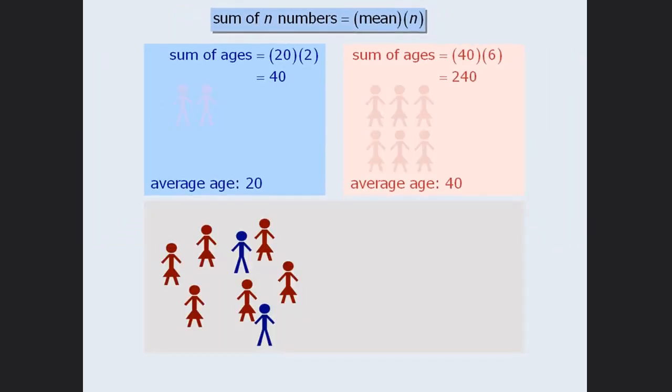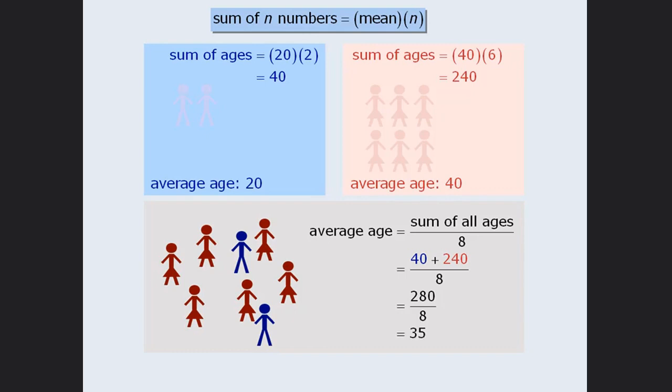Now, when we combine the two groups, the average age of the 8 people will be the sum of all 8 ages divided by 8. The men's ages add to 40, and the women's ages add to 240, so the average age of the combined population is 35. Notice that this time, the average age of the combined population is not the same as the average of the average ages of the two original groups. Okay, now let's look at a different way to find the average age of the combined population.